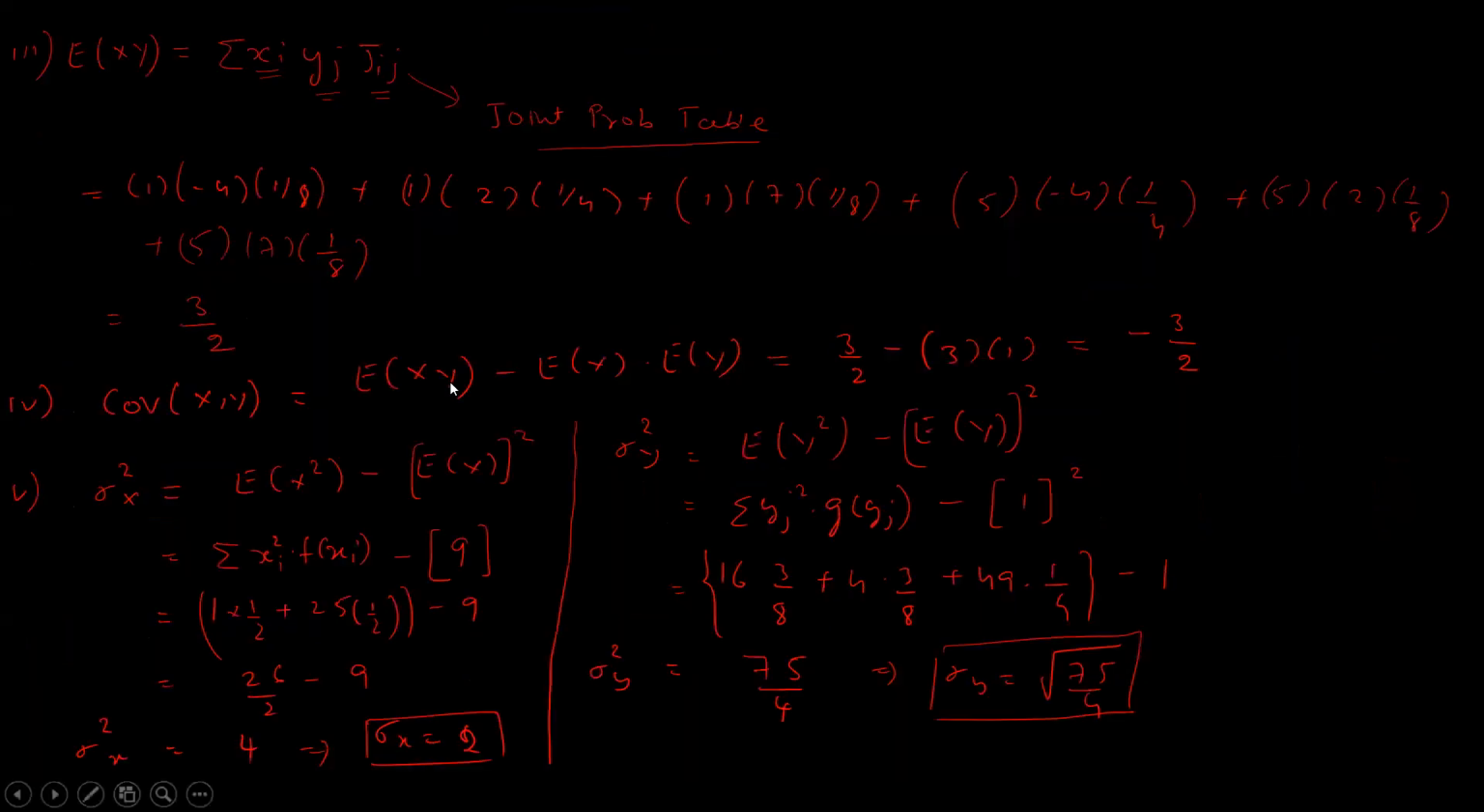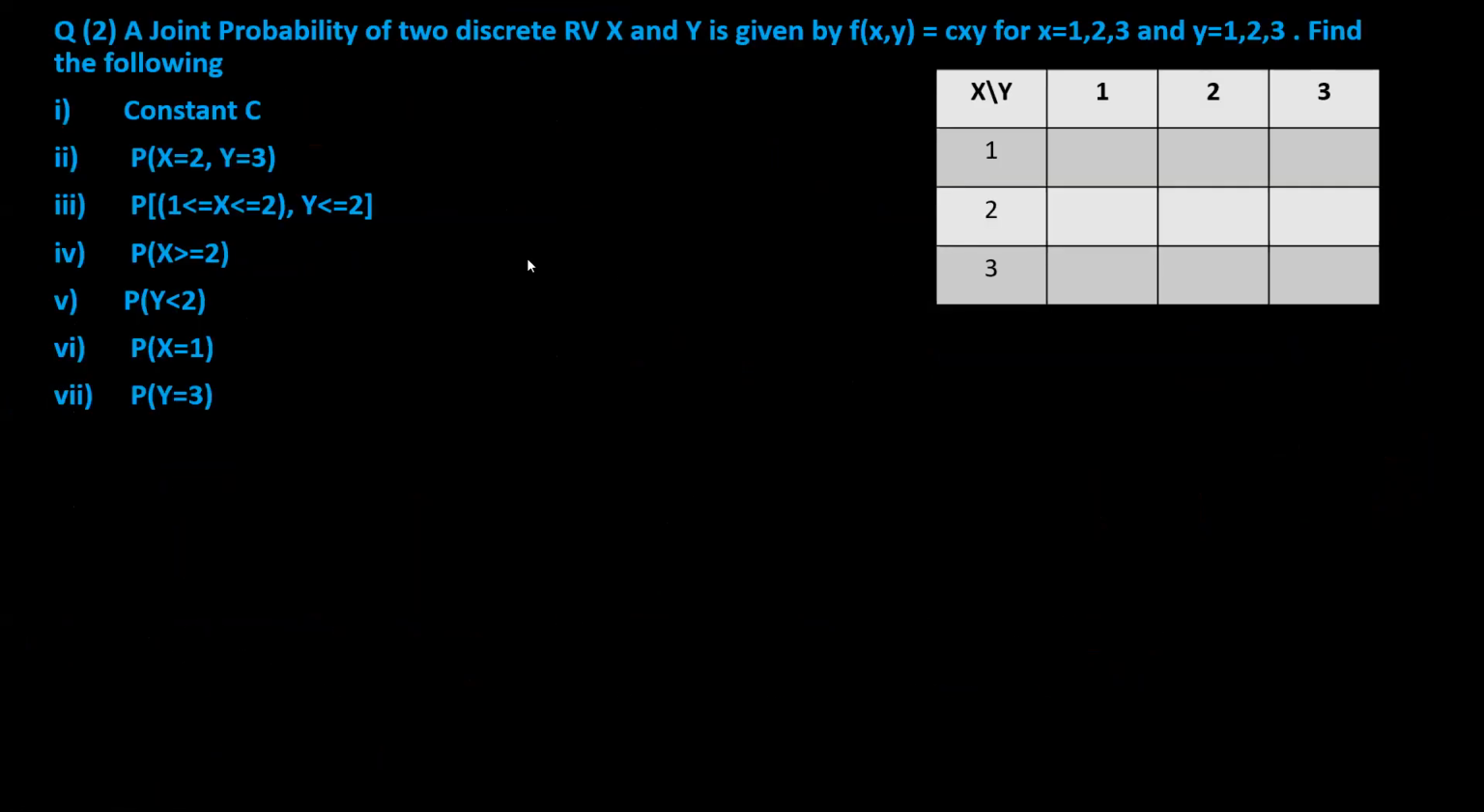All right, so let us go back to the next problem. We'll quickly answer this. A joint distribution of discrete random variables is given by f of xy. Just change the color of the pen.